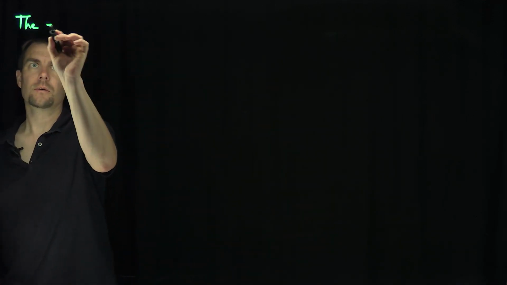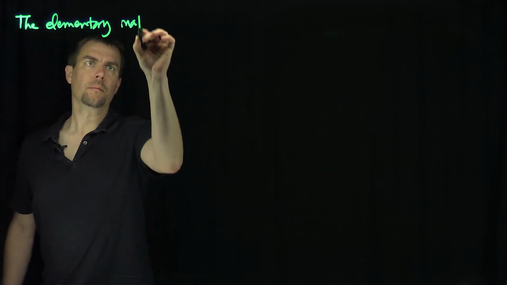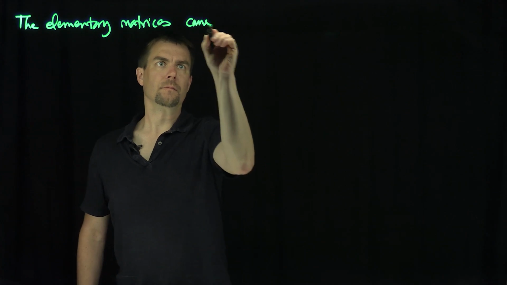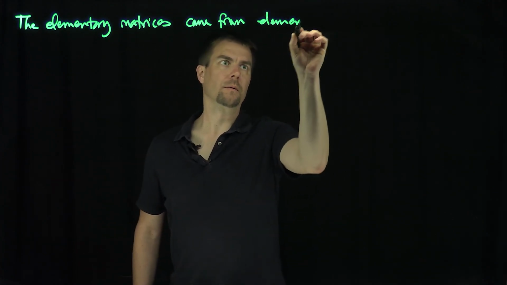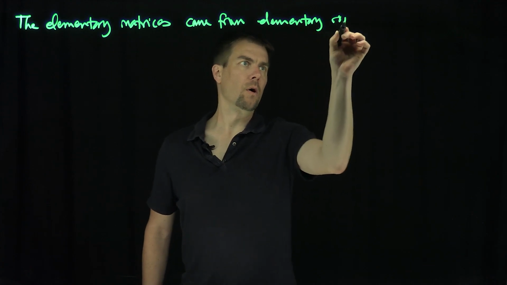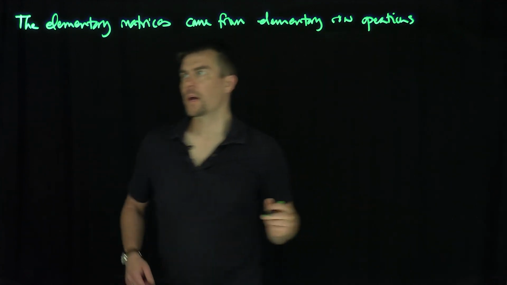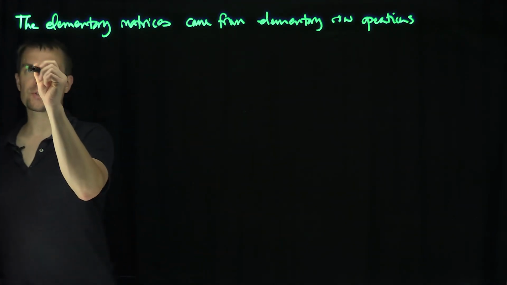Hello students, in this video we'll discuss elementary matrices. The elementary matrices come from the elementary row operations. Okay, and so what we're going to do is look at some examples and then figure out how to generalize these examples. So here's an example.